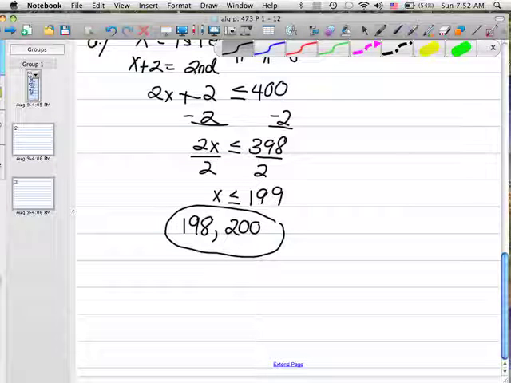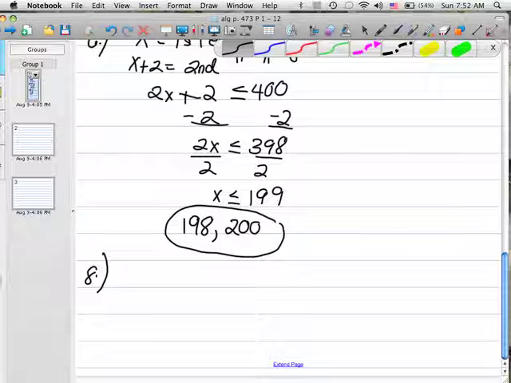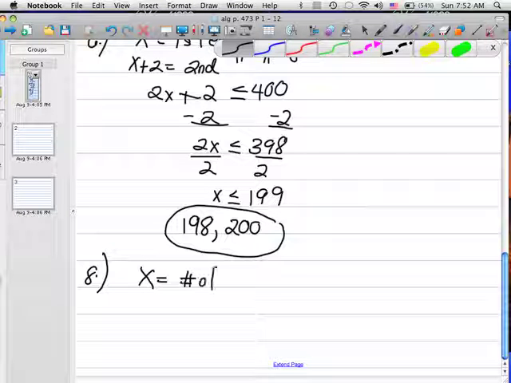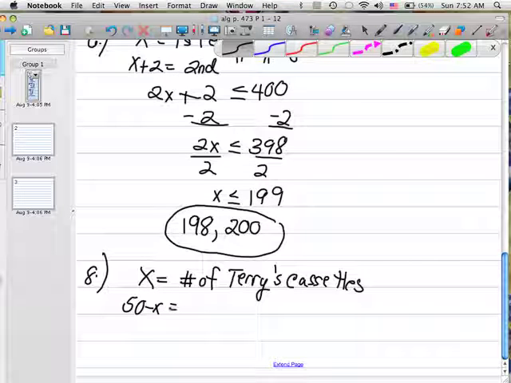Problem number 8. Between them, Terry and Shelley have 50 cassettes. If Shelley has more than 2/3 as many cassettes as Terry, at least how many cassettes does Shelley have? So if x equals the number of Terry's cassettes, then 50 minus x, because there's a total of 50, equals the number of Shelley's.